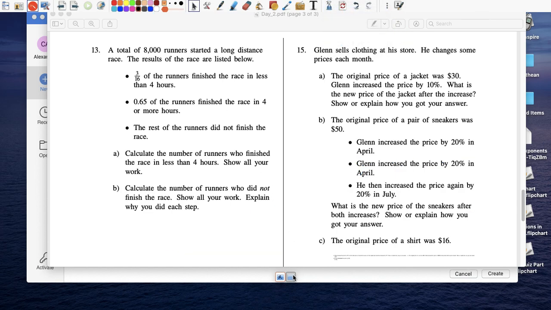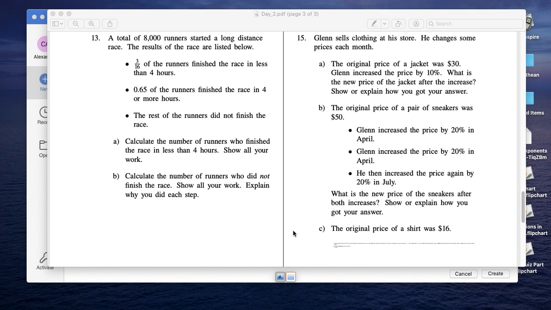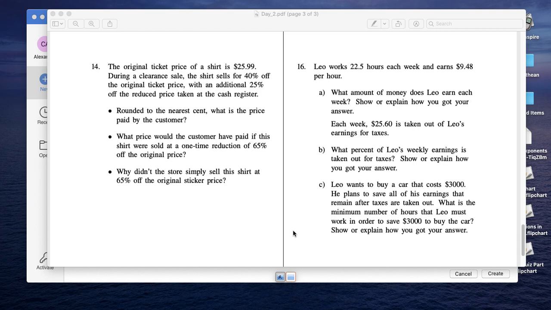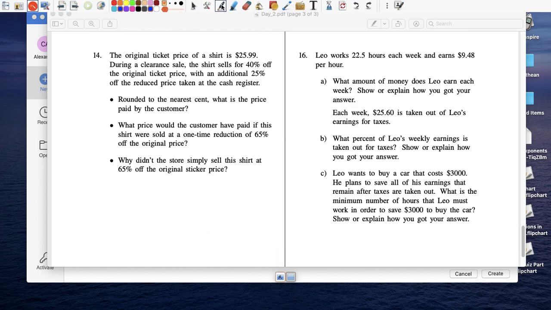C, the original price of the shirt. We're going to skip that because I don't see anything. 16. Leo worked 22 and a half hours to earn $9.48 per hour.